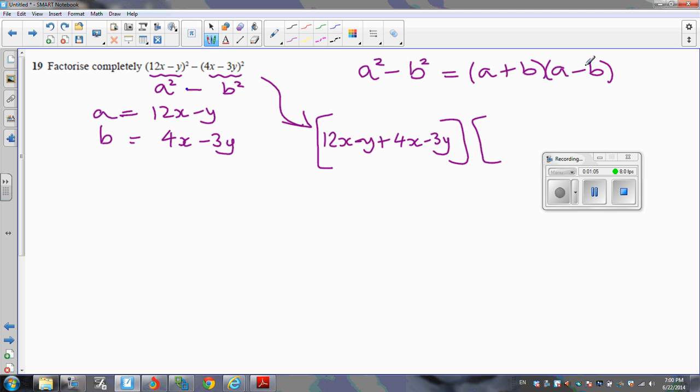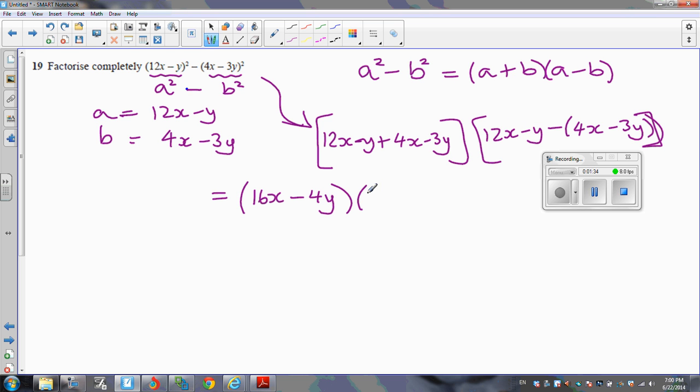And in the second bracket, it's a minus b. Well, that's 12x minus y, take away b. Well, that's minus, I'm going to have to put this in a bracket, 4x minus 3y. That should be a square bracket. Okay, if I simplify the first bracket, 12 plus 4, that's 16x minus 4y. And if I simplify this one, 12x minus 4x is 8x, and then it's minus y minus minus 3y. Well, that's minus y plus 3y, which is actually plus 2y.